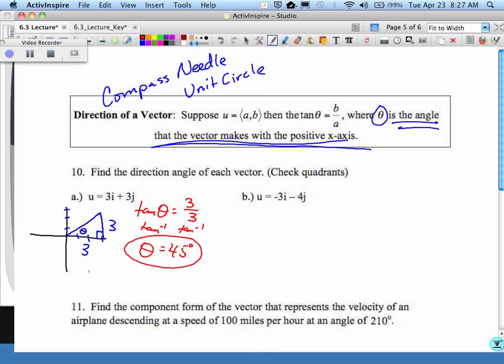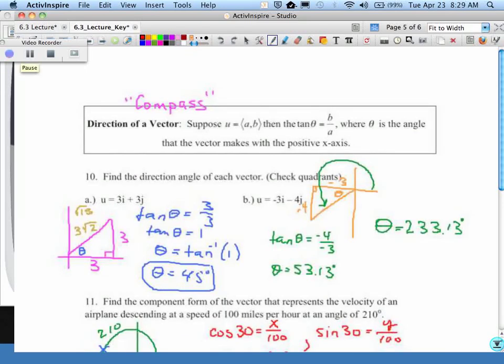Check that. You do the next one on your own. Work with somebody sitting near you. You're going 3 to the left. You're going down 4. So you set it up as the tangent of theta equals -4 over -3. Inverse tangent both sides, I get 53.13. But that's the reference angle. So you have to go all the way from the positive x-axis, all the way around, and you're going to get 233.13. Okay?